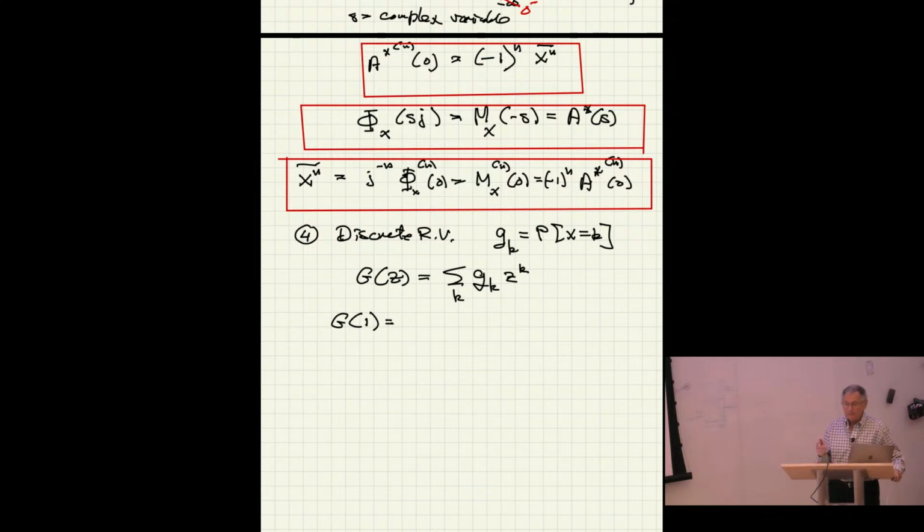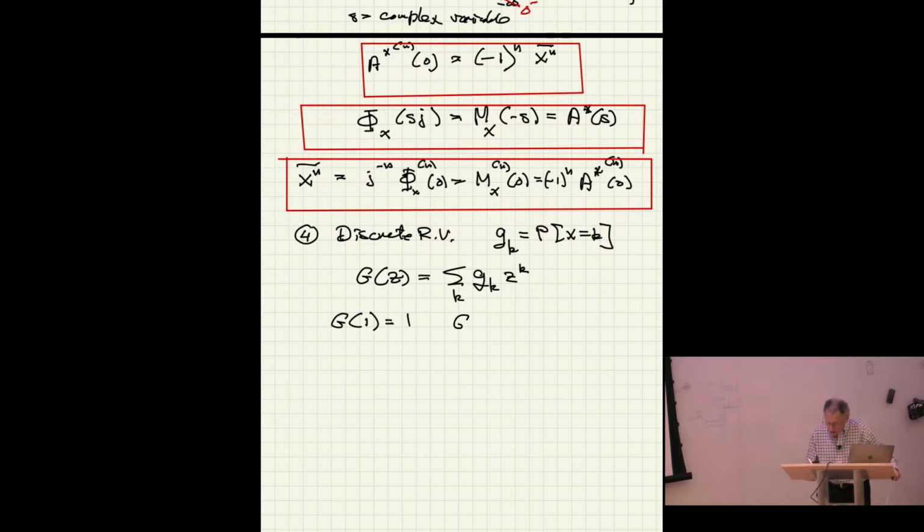What is G of 1? Look at this expression up here. When Z is 1, what do you get? Summation G k. What is G k? It's a set of probabilities. What's the sum of the probabilities? 1.